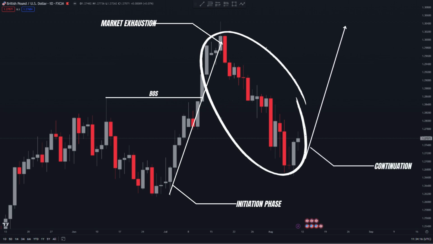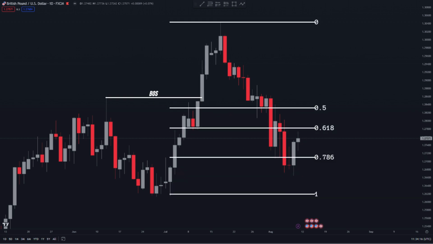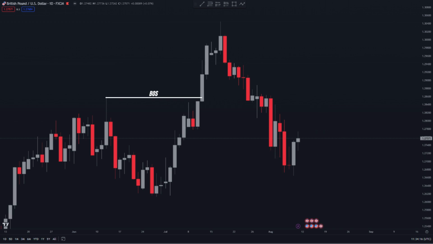To capitalize on this phase, we need to identify the end of the pullback using the Fibonacci retracement tool. We can see that the price has already retested the golden zone, where many professional traders look for long-term buying opportunities. Next, let's try to identify an order block around this area to hop on those buying opportunities.